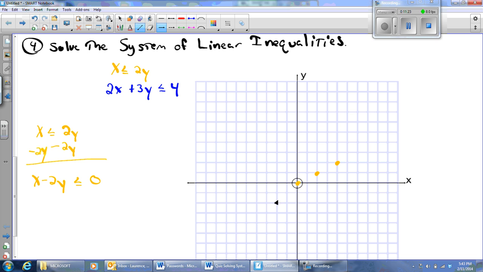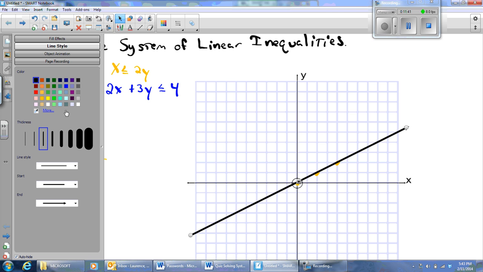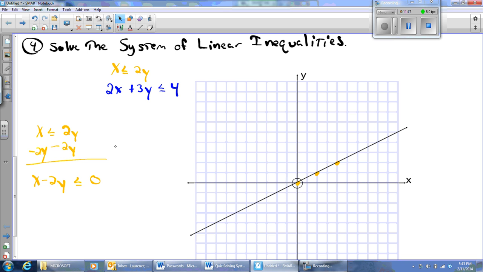Back to, oh, that's the wrong place. Okay, let me see that. And let me make him nice and thin. And remember, I said it's going to be a solid line because it's equal to. All right, so now I got to decide which side of the line to shade. Well, I'm going to plug in the origin.